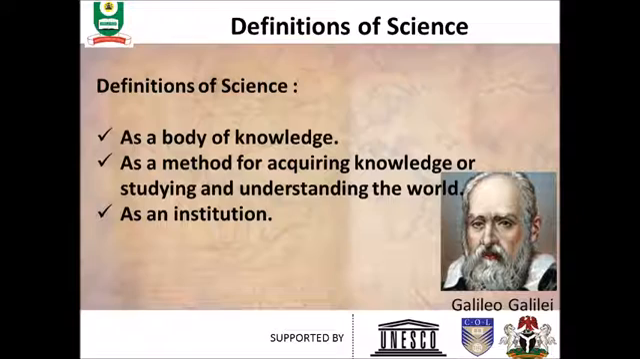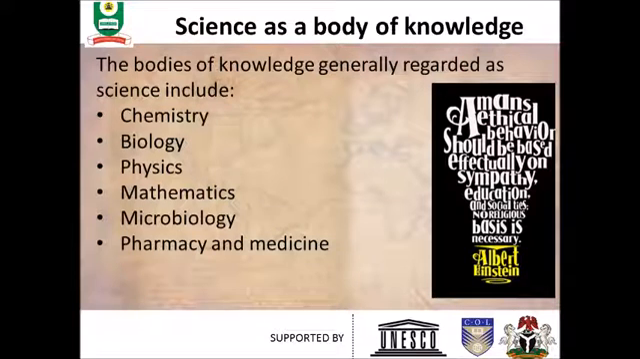Science can be defined as a body of knowledge. It can also be defined as a method for acquiring knowledge or studying and understanding the world. It can also be viewed as an institution. So let us try to understand it one after the other.